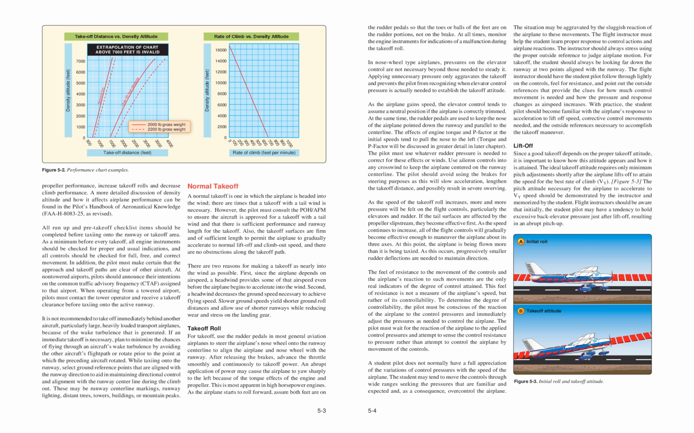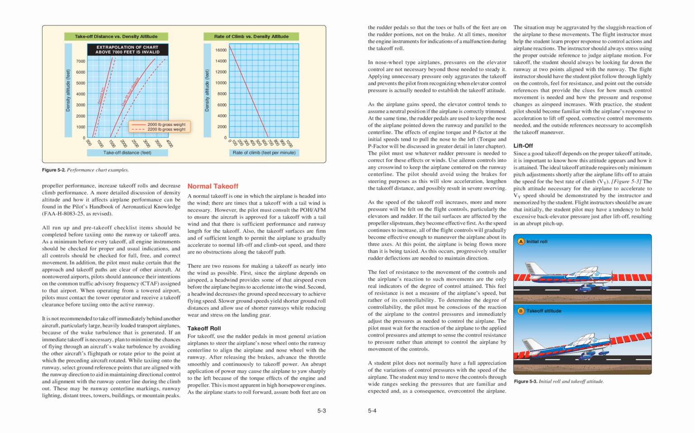Takeoff roll. For takeoff, use the rudder pedals in most general aviation airplanes to steer the airplane's nose wheel onto the runway center line to align the airplane and nose wheel with the runway. After releasing the brakes, advance the throttle smoothly and continuously to takeoff power. An abrupt application of power may cause the airplane to yaw sharply to the left because of the torque effects of the engine and propeller. This is most apparent in high horsepower engines.